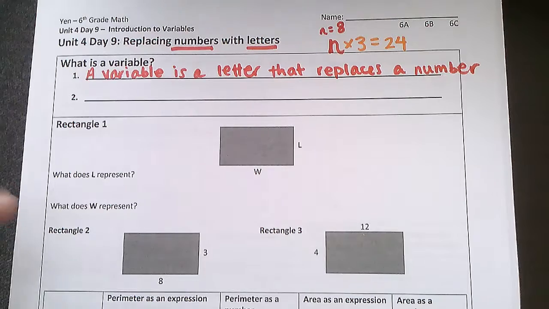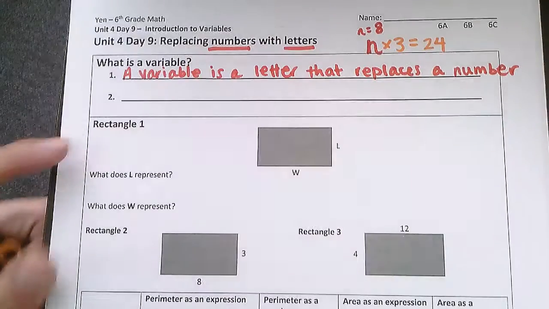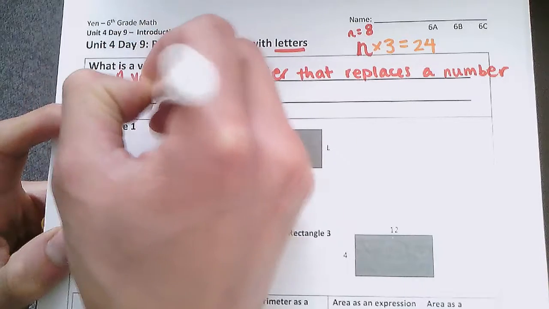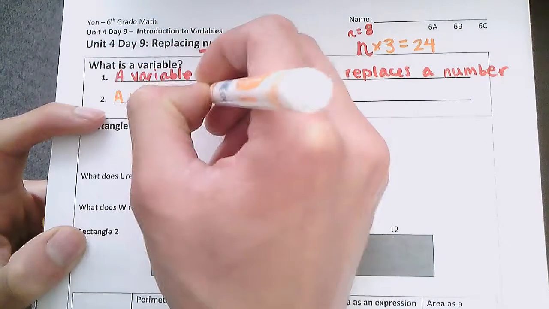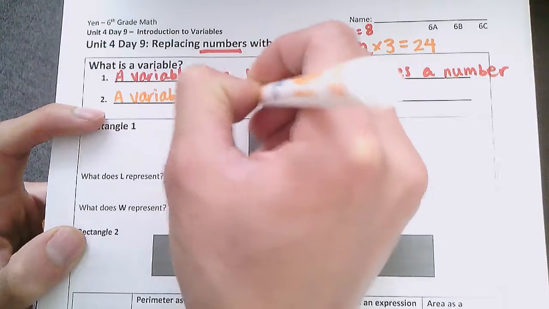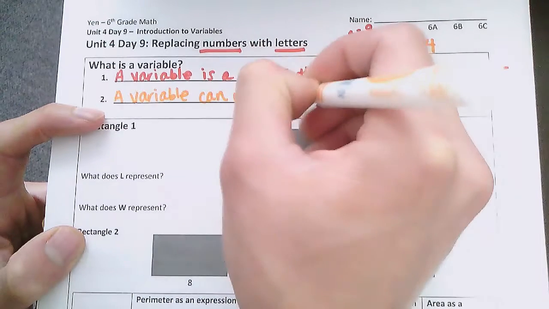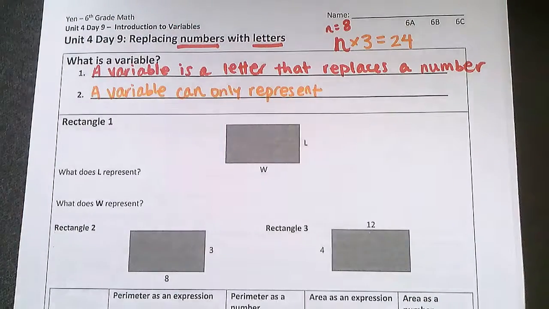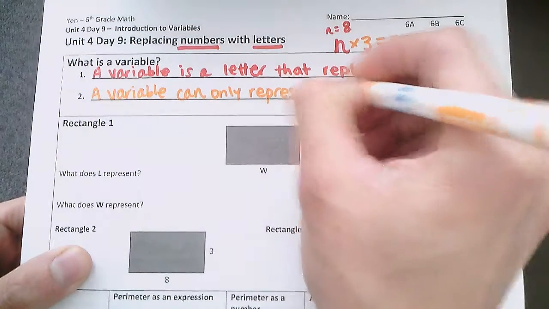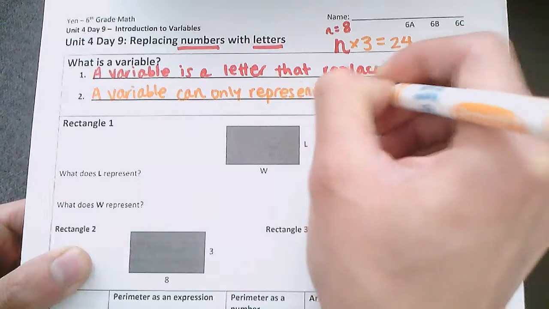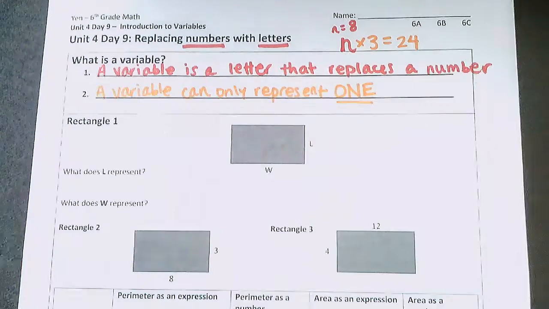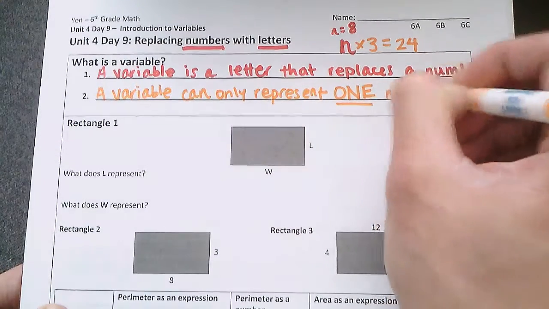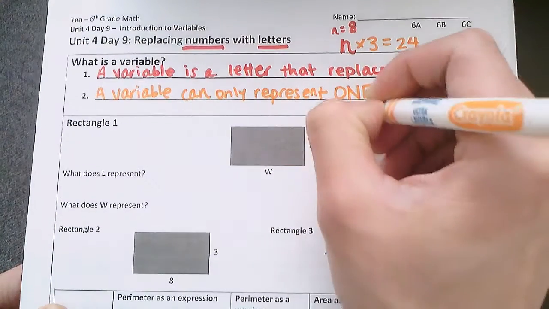The other thing about variables is a variable can only represent, and then real big in all capital letters, I want you to write 1. Real big. 1, and I want you to underline it too, because it's super important. Can only represent one number in an expression.